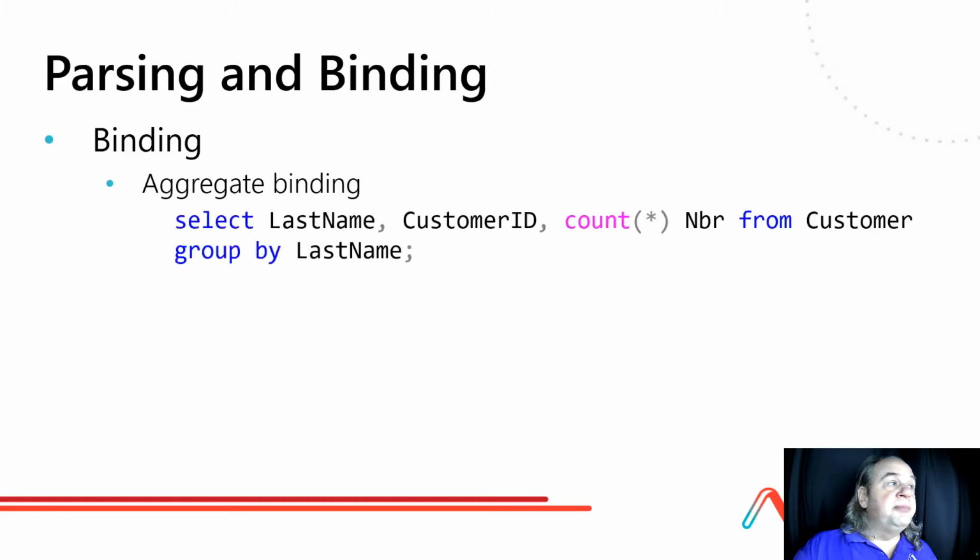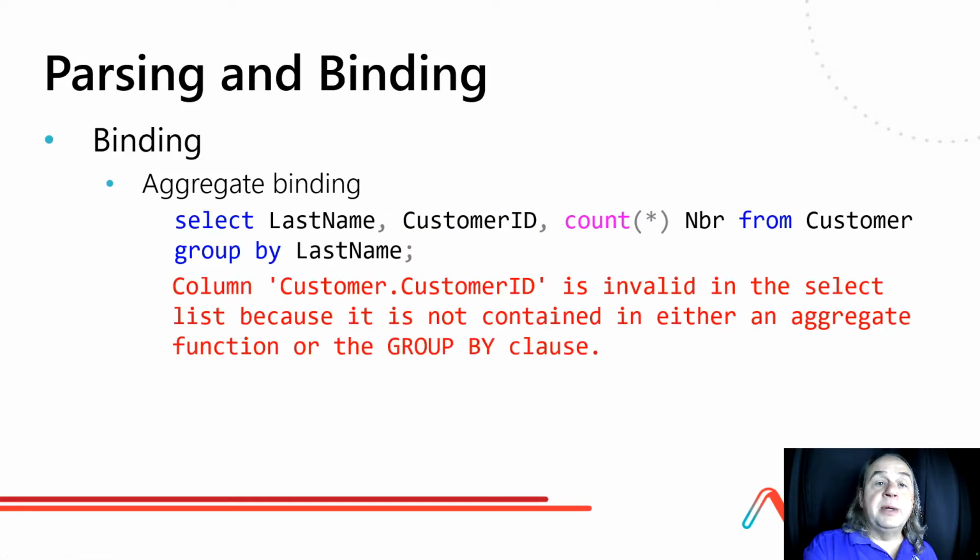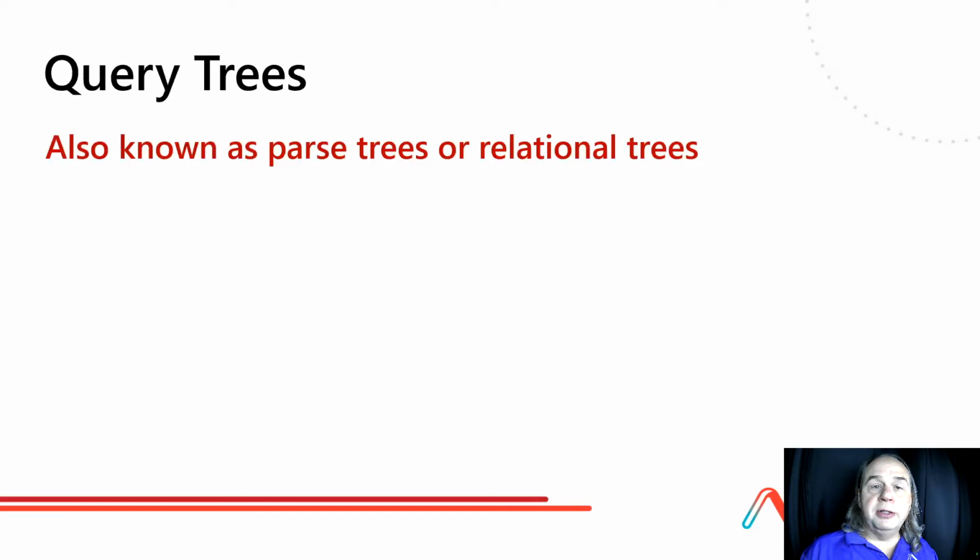Also, we do aggregate binding. So if we have this query right here, you may notice pretty quickly that we have customer ID in the query, but that's neither part of an aggregate nor is it part of the group by clause, and that's not allowed. And so we get this error right here. So these kind of things happen right up front during that parsing phase of the query. Now, at the end of parsing, what SQL Server comes up with is a parse tree, or a query tree, sometimes also known as a relational tree.